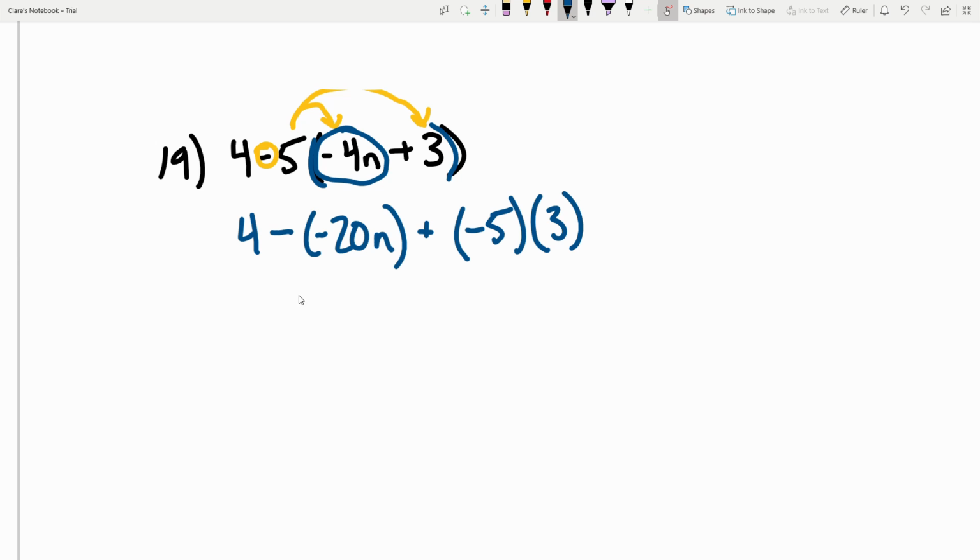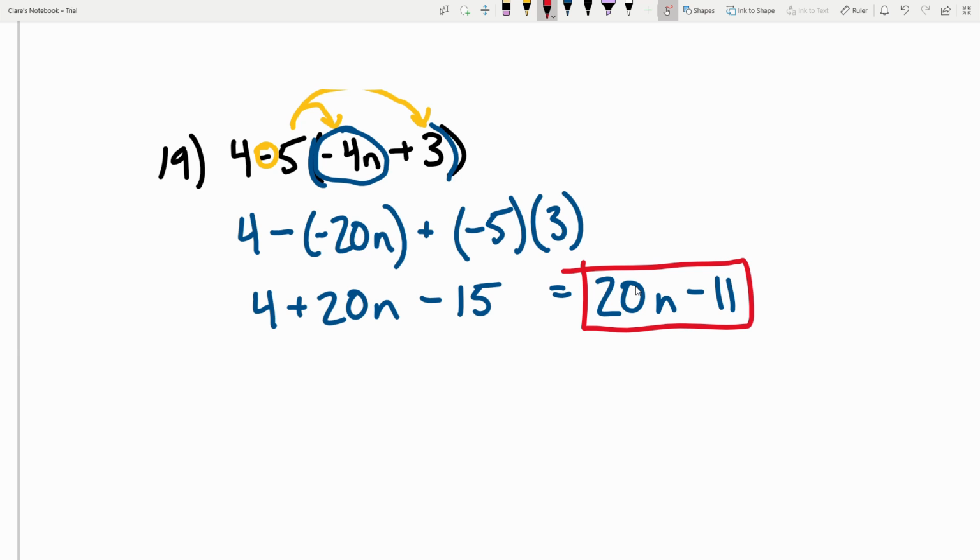4 minus a negative is going to be 4 plus a positive, so 4 plus 20n plus negative 5 times 3 is going to be minus a positive 15. 4 minus 15 results in a negative 11, so I'll have 20n minus 11. That's my solution in number 19. You could also write this as negative 11 plus 20n. The order in which you write addition doesn't matter, and you can think of subtracting a positive as adding a negative. So I could also have negative 11 plus 20n. Either way is the correct simplified expression.